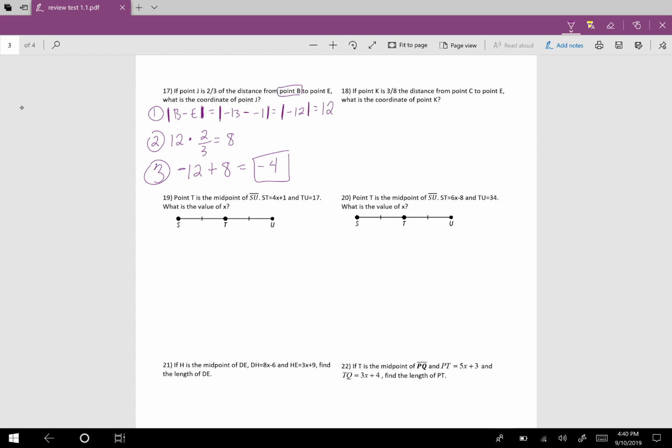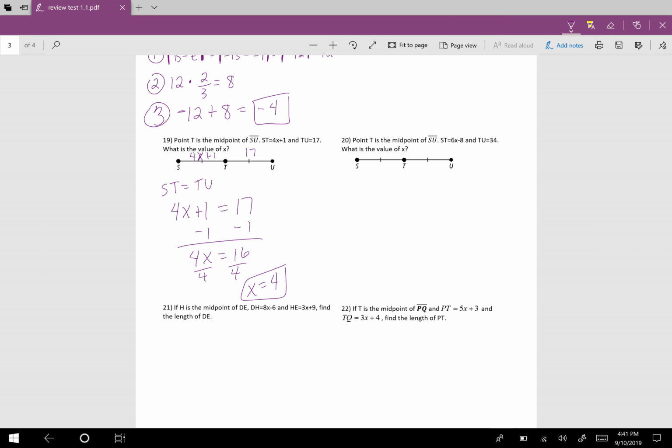Okay? All right, the next one here says point T is the midpoint of SU. So that means that ST and TU are equal to each other. So ST equals TU. And then they tell us ST is 4x plus 1. And then they also tell us that TU is 17. And we need to find x. So y'all use the fact here, ST is equal to TU. So ST is 4x plus 1, and TU is 17. So we solve this for x, and we'll have our answer. So take away 1 to get 4x is 16. Divide by 4. X is 4.